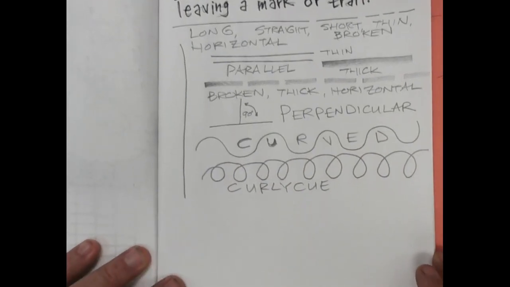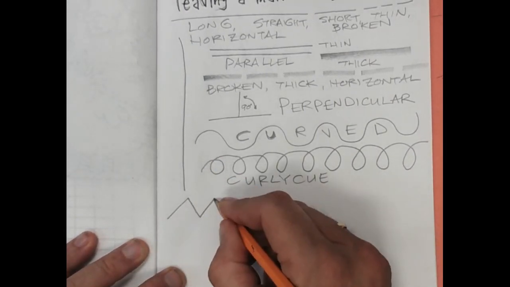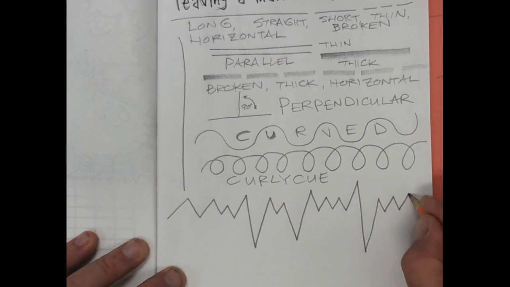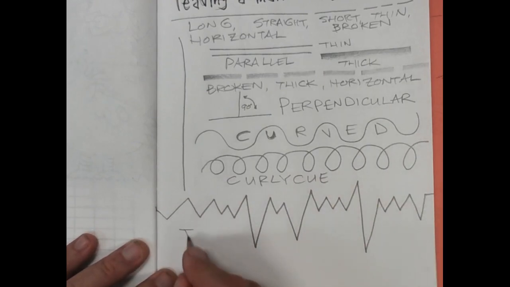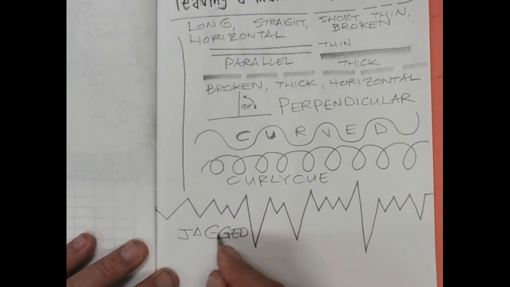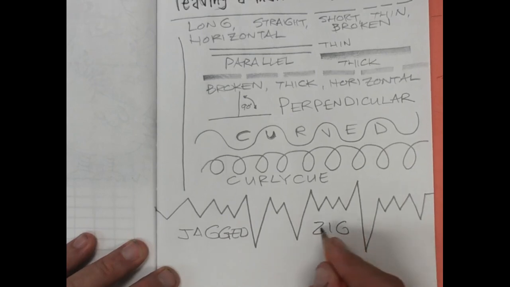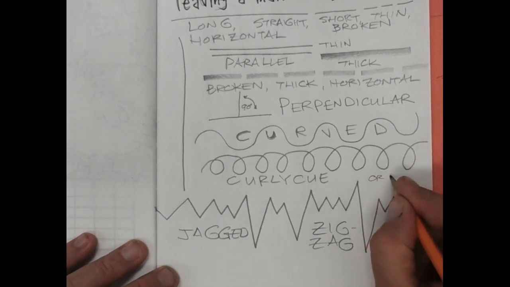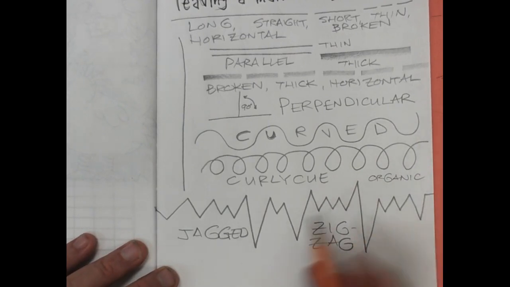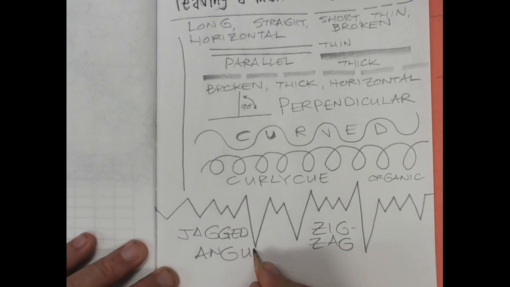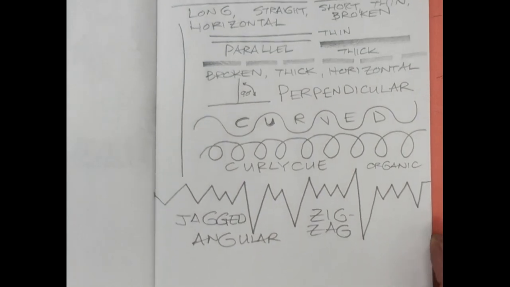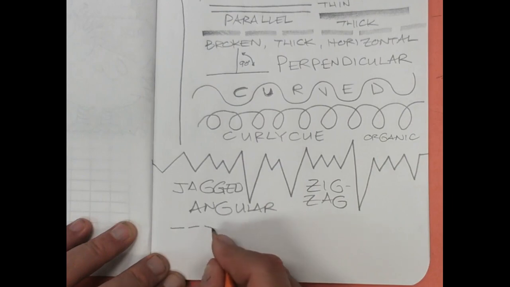The other type of lines would be angular lines. You can alternate the peaks and valleys of these lines almost to make it look like one of those heartbeat monitors. This is considered a jagged line. Or a zigzag. These type of lines, the curved lines, are also considered organic. Whereas these lines, because they involve angles, are called angular lines. One other line up here, this broken line. A broken line can be straight, but it can also be curved.